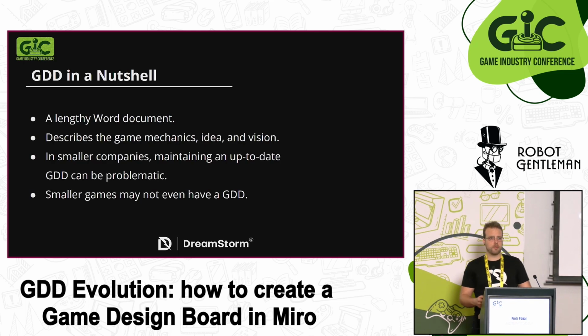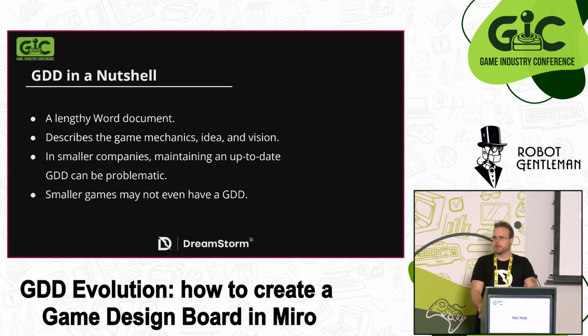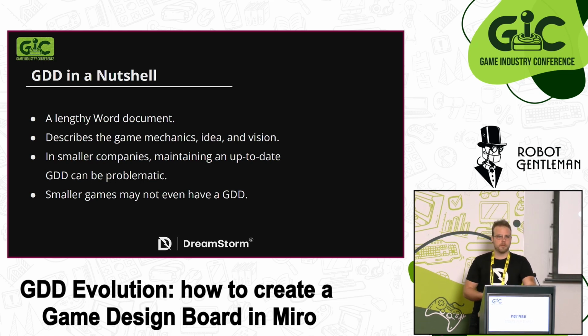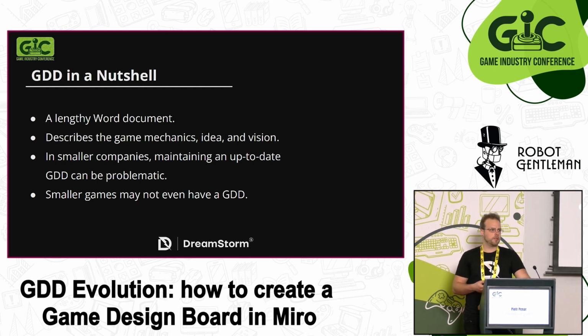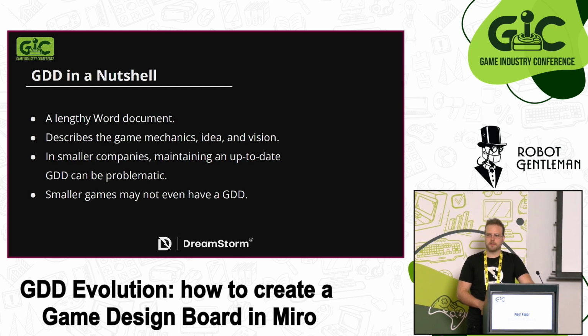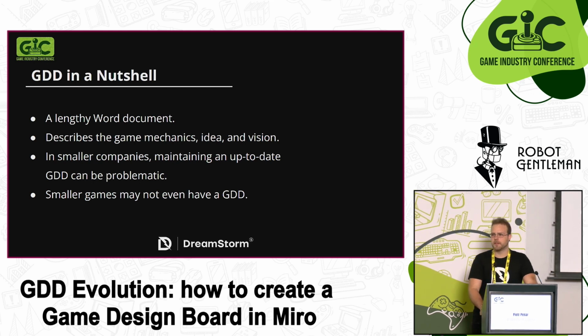As you probably all know, a game design document is a lengthy Word document that is all about the game vision and the game mechanics. It's very text heavy. But in smaller companies, it's usually hard to keep the game design document up to date. A new team member comes in, gets the document and starts asking questions, and you go, no, this is not up to date, sorry, we'll brief you on the details. And when you have to quickly scale up a team from like 3 to 30 in 2 months, that's just not sustainable, right?